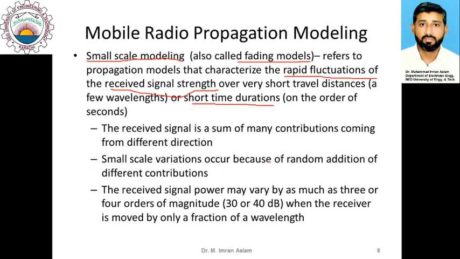So basically this small scale variation occurs because of the random addition of those different components which are coming from different multipath environments, and you can see at different points a significant difference between received power. A 30 to 40 dB difference can be observed when the mobile moves a very short distance, or we wait for a short amount of time.